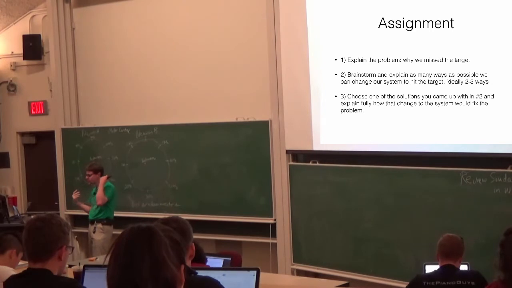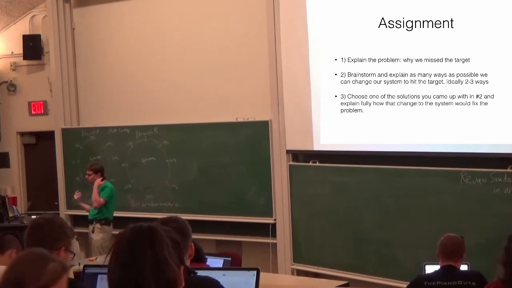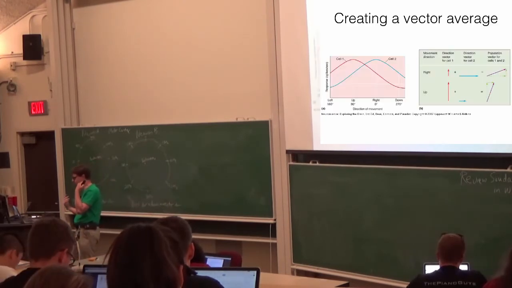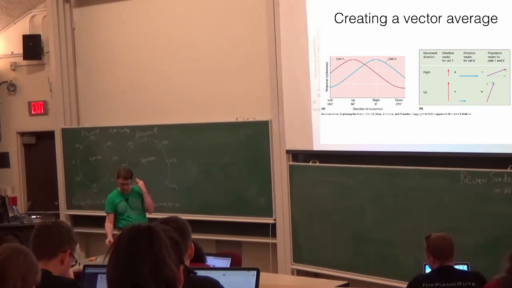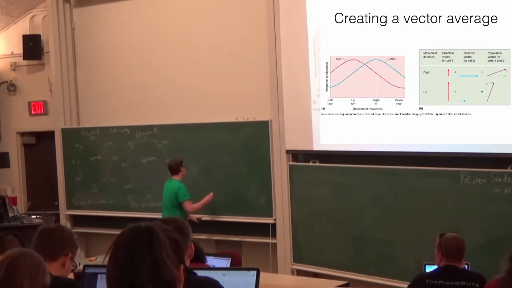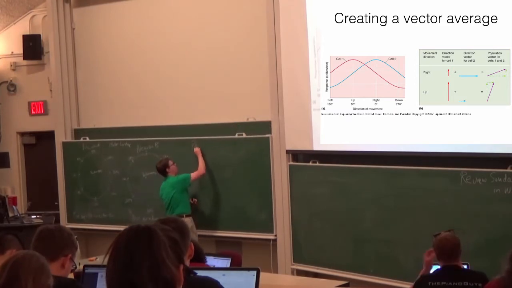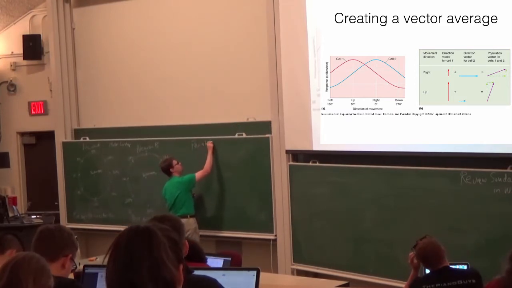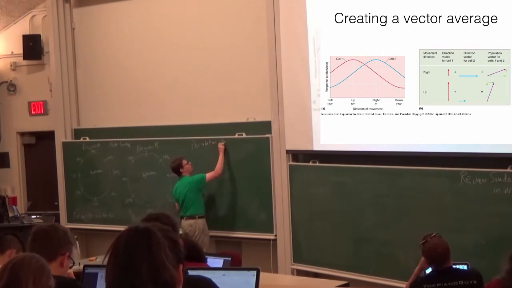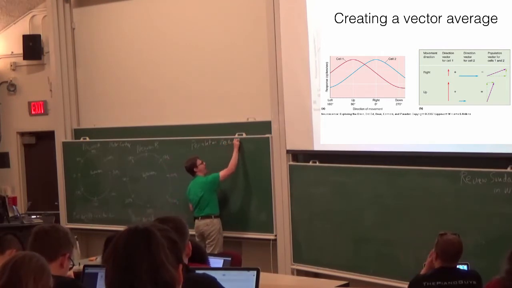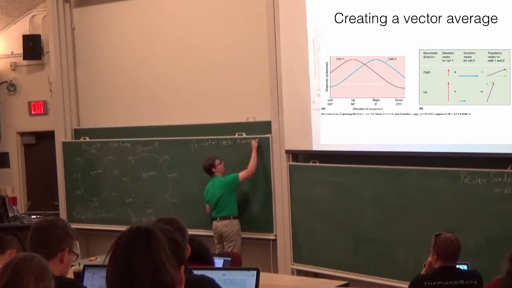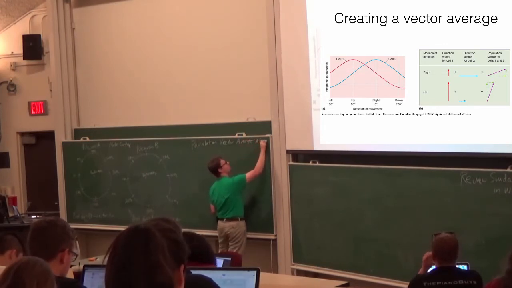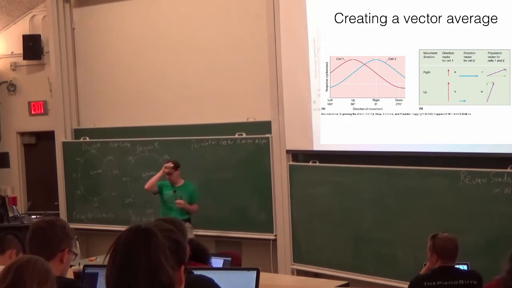Last time we had this assignment to think about why we missed the target, what some of the challenges are. So we've been talking about what's known as a population vector average algorithm, or PVA algorithm.